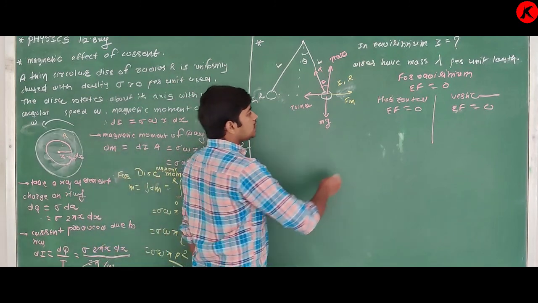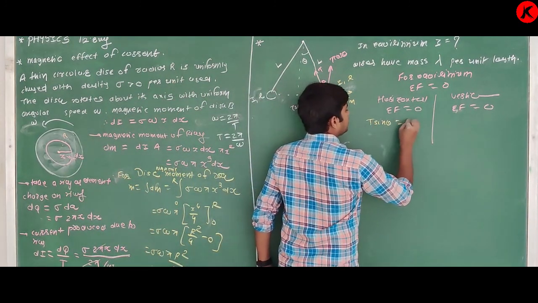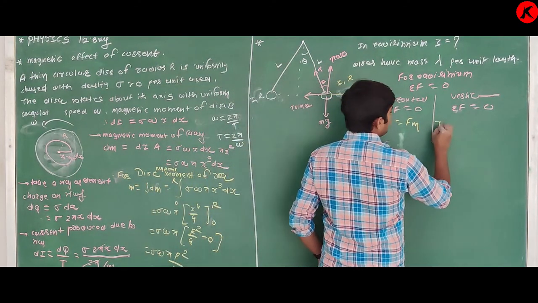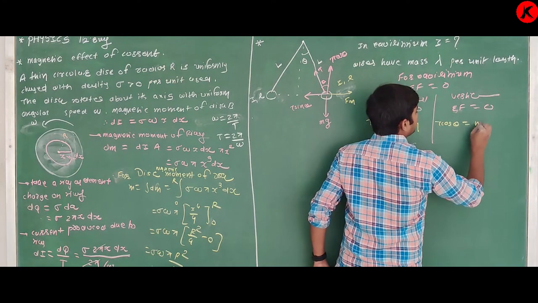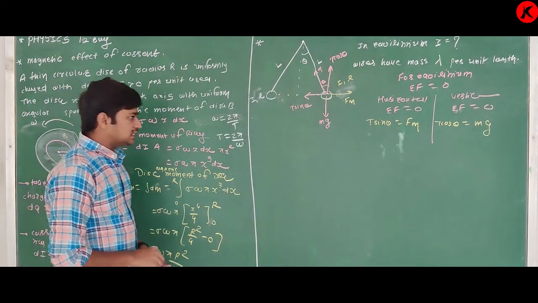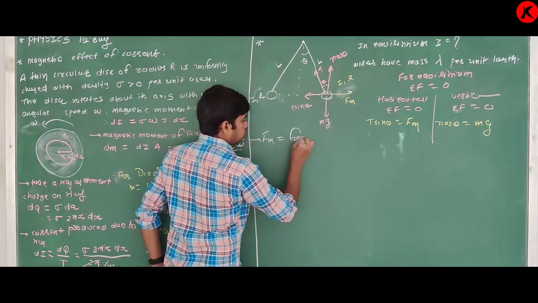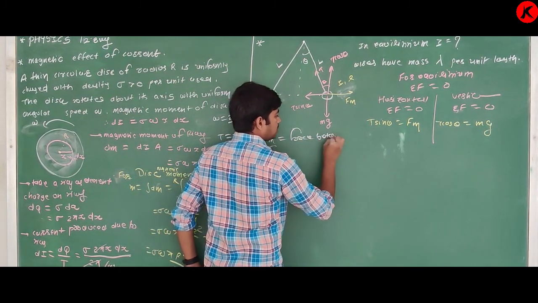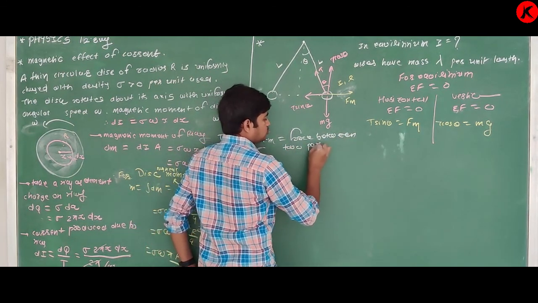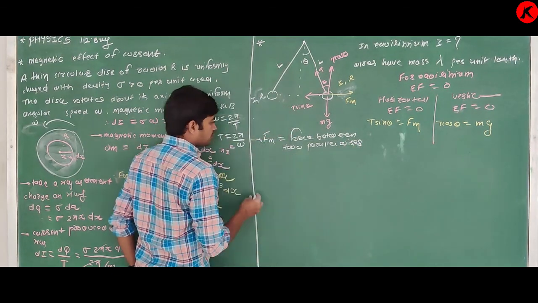So for horizontal, sigma F is equal to 0. So I can write T sin theta is equal to Fm. And for the vertical plane, I can write T cos theta is equal to mg. Now what about this Fm and mg? See here. Fm is equal to the force between two parallel wires. We know its equation.